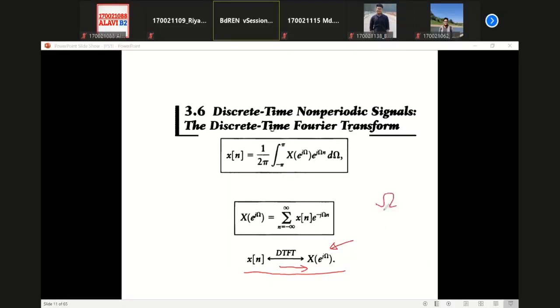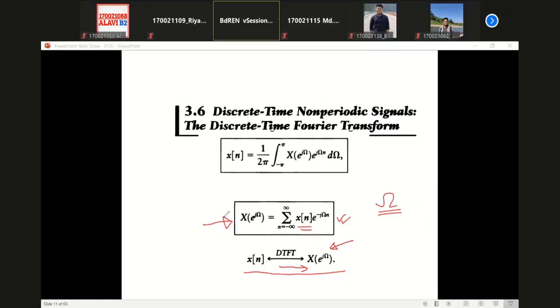And this capital omega represents the continuous frequency in your discrete time frequency domain. Now, how will it work? If we have an x[n] that is aperiodic, then we can evaluate the sum from n equal to minus infinity to infinity of x[n] e to the power minus j capital omega n. This will transform our aperiodic signal into the frequency domain, and this is the value X(e^{j omega}). So the Fourier transform of a discrete time aperiodic signal x[n] is defined by this equation.